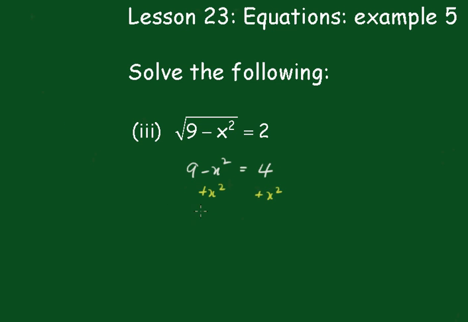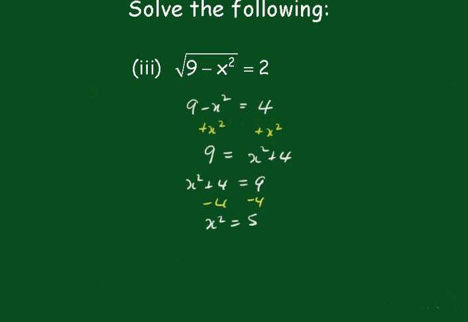And now I get 9 equals x squared plus 4. In other words, x squared plus 4 equals 9. Now I'm going to subtract 4 from both sides. And now I get x squared equals 5. Now remember from the last one, therefore x must equal plus or minus the square root of 5.